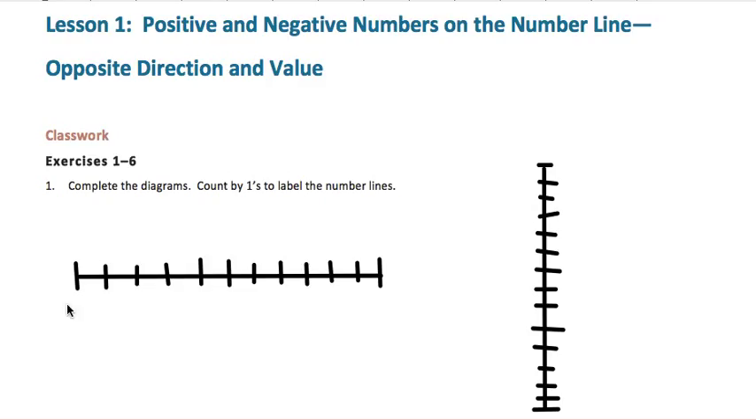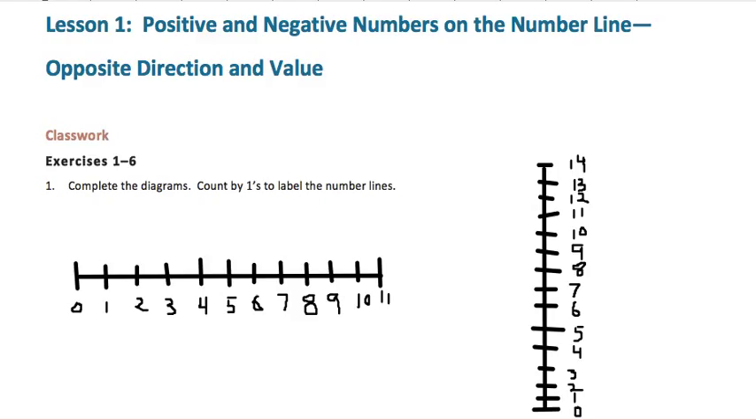So starting with our horizontal number line, we're going to start at 0 since that's what we have done in the past. We're going to review what we've done in the past and then we're going to build on to that. Starting at 0, and we're going to count by ones because that's what the direction tells us to do.